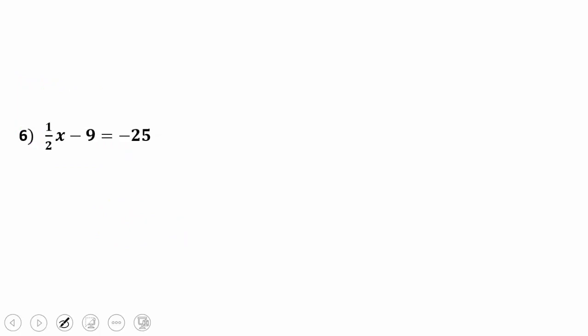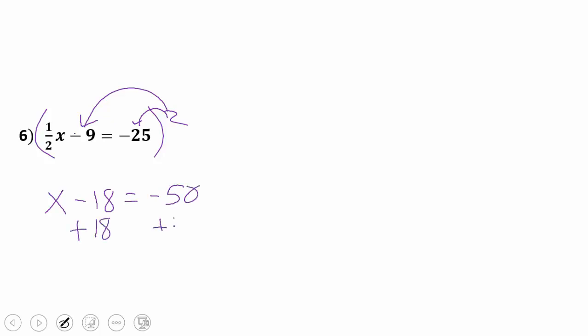On number 6, 1/2 x minus 9 equals negative 25. So instead of going through the normal process of saying I'm multiplying by 1/2 and subtracting 9, let's do the inverse operations. Let's just first simplify by multiplying by the lowest common denominator, which for the entire equation would be 2. So when I multiply 1/2 by 2, I get 1, leaving me with x. Negative 9 times 2 is negative 18. And negative 25 times 2 is negative 50. So when I add 18 to both sides, x is equal to negative 32.